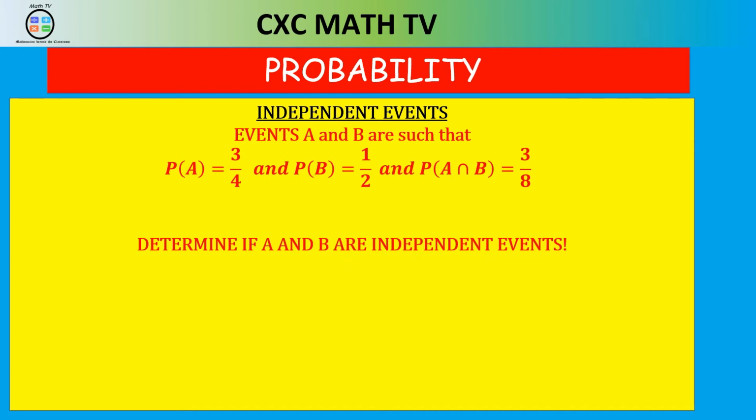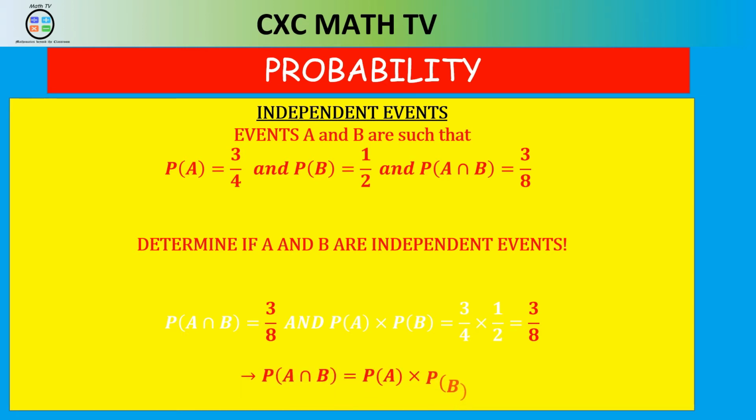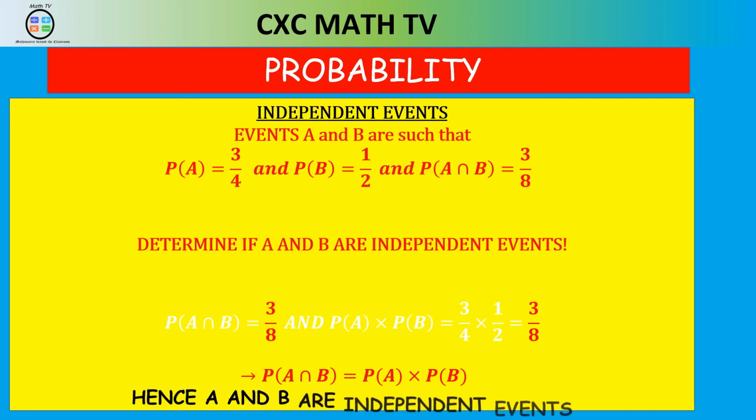Now the probability of A intersect B is 3/8, we know that. And the probability of A times the probability of B would be 3/4 times a half. But that works out to be 3/8. So in a case like this, we'd say hence A and B are independent events since the probability of A intersect B is the probability of A times the probability of B.